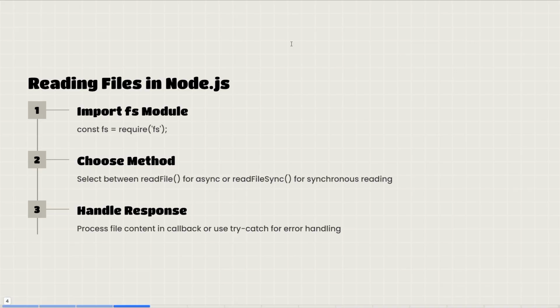For blocking behavior, we use the synchronous methods. For non-blocking, we use asynchronous methods. And for the third step, we handle the response. In asynchronous reading, we handle data inside a callback. In synchronous reading, we use a try-catch block to handle errors efficiently and safely.